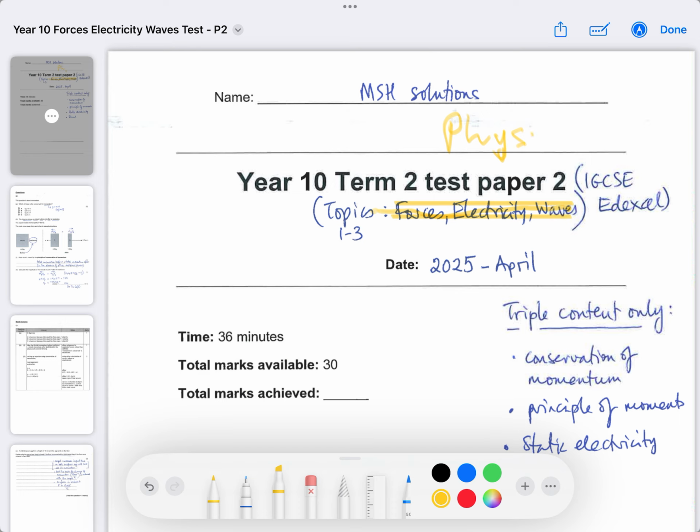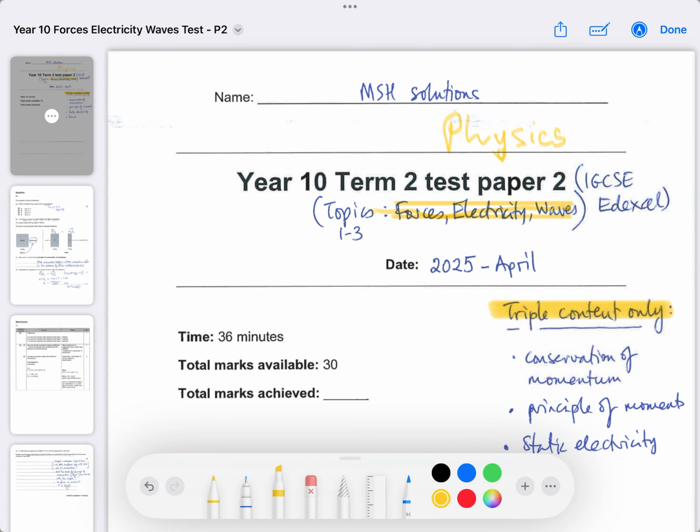Doing full physics IGCSE. Okay, because this only covers the content in triple science. It's not going to be content that comes in double science. So if you're doing double science, this is not the paper for you. Okay, so this is triple content only.